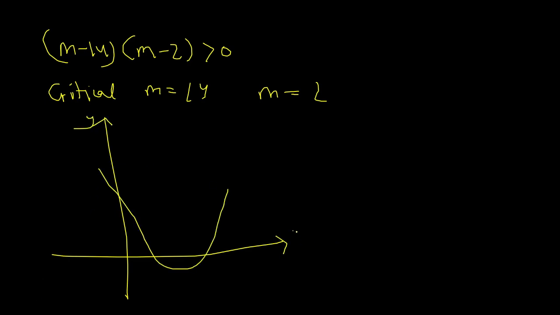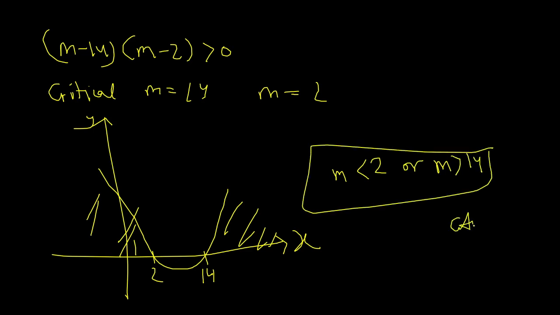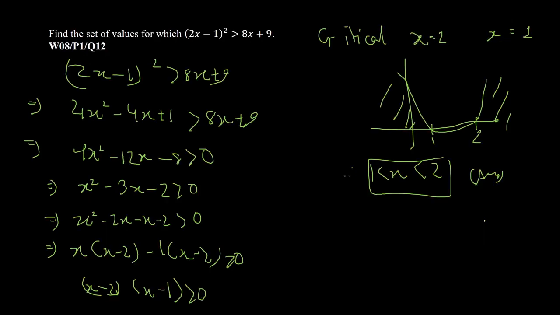Y, x to represent the values. So it's going to be 2, 14 here, and because it's greater than 0, it can actually be only these regions where these are positive. So it's going to be m should be less than 2 or m should be greater than 14. This is your answer.